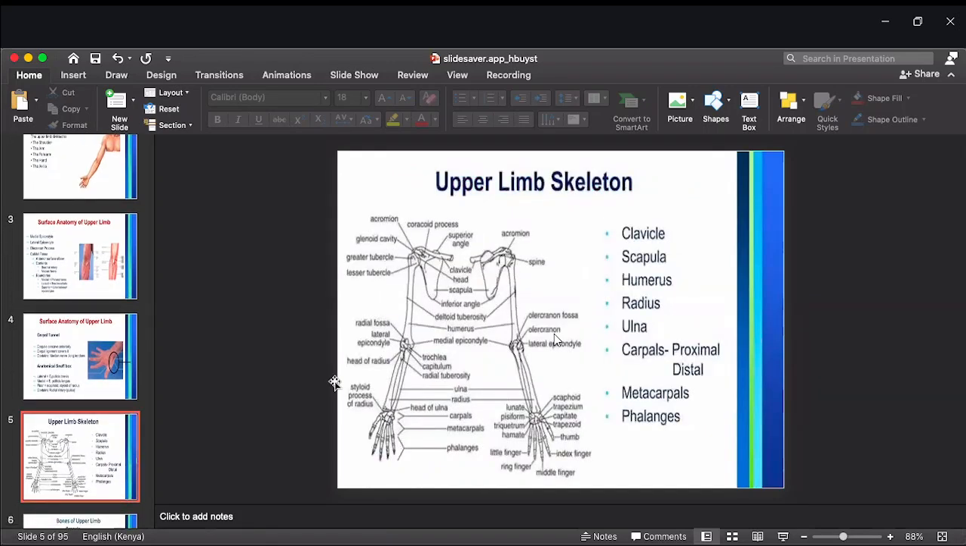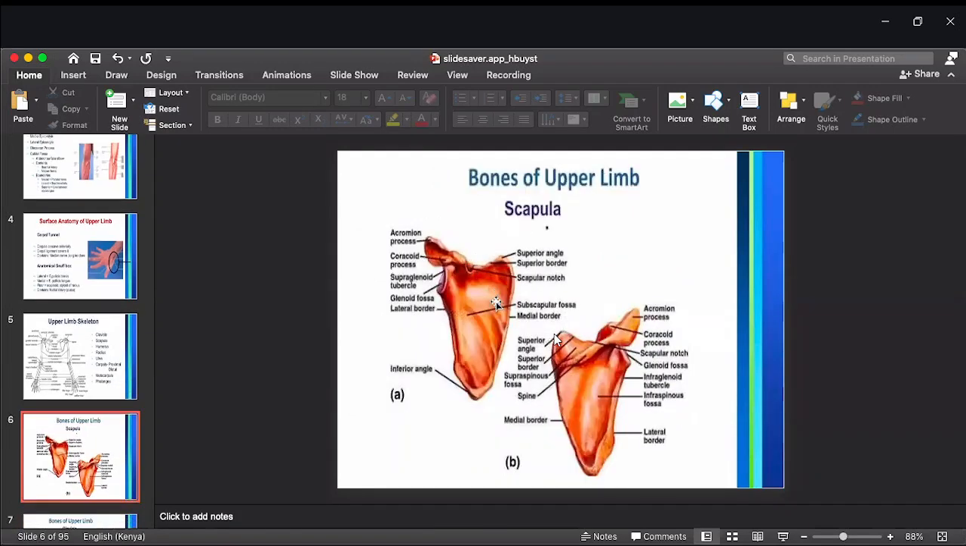So this is our skeleton. You can see the attachment of the shoulder joint to the scapula and how it goes all the way to make up the elbow joint, where now the two bones, the radius and ulna, take up the skeletal structures, and there is the clavicle, also part of the upper limb. So the bones of the upper limb consist of the scapula, which people know as the shoulder blade. You can appreciate different parts of the scapula.